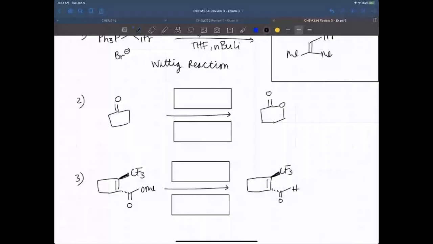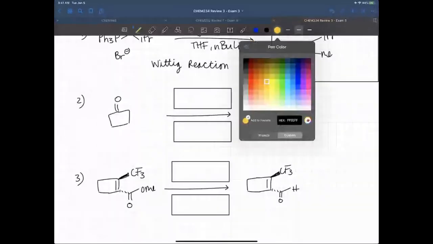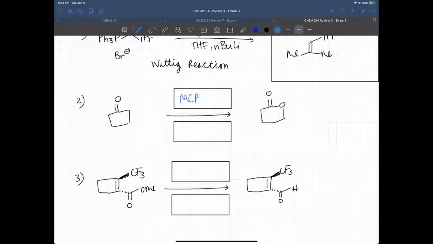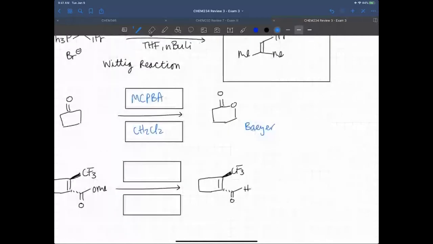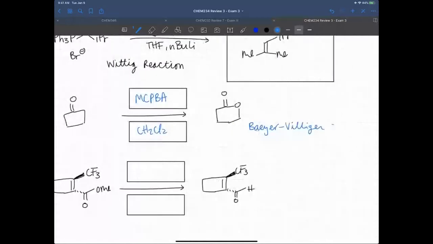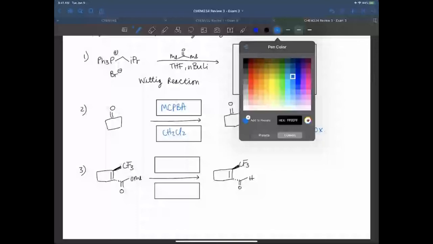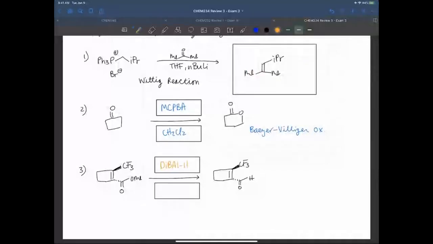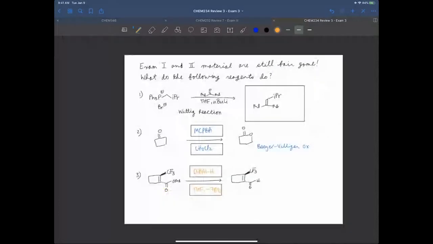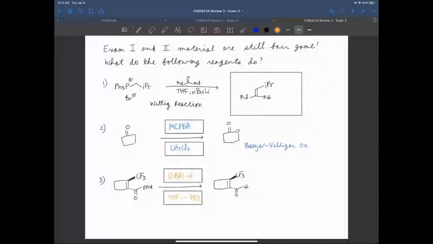Good. Yep, and that's exactly what we're going to use. MCPBA and dichloromethane. Don't forget this is the Baeyer-Villiger oxidation. All right, and then the last one, Dibble. Fantastic. Good. I think you guys are pretty good so far.